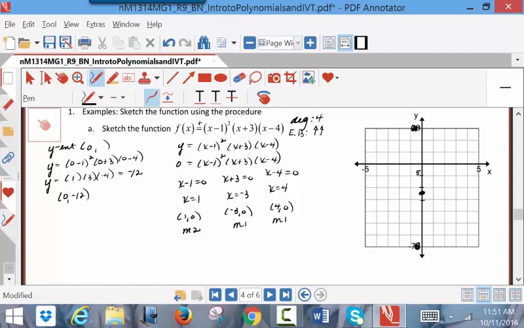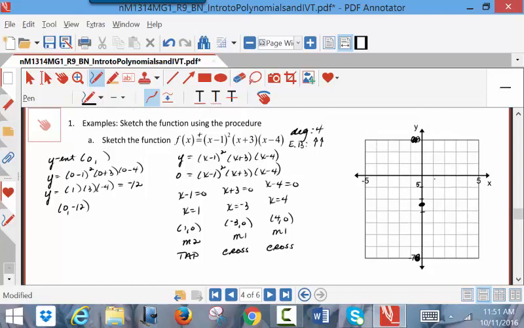Okay, so at 1, 0, do I cross, squiggle, or tap? Tap. At negative 3, 0, do I cross, squiggle, or tap? Cross. So multiplicity of 1 is always cross, crossing without anything fancy happening. So I have an x-intercept at 1, 0, at negative 3, 0, and at 4, 0. And my end behavior is up, up, and I have my y-intercept.